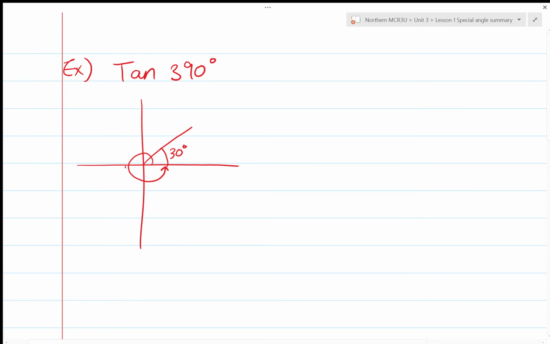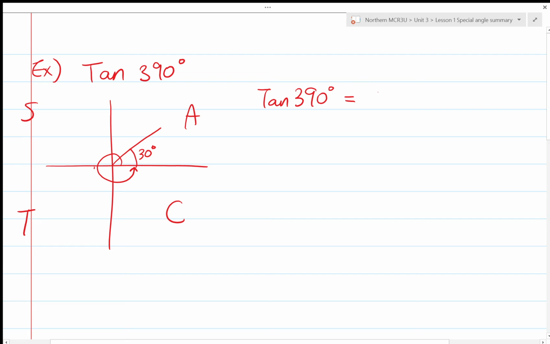So in this case, according to our test rule, the first step is done. Now we know that tangent 390 is equal to, now all means all is positive, so it will be just a positive tangent, and then the reference angle is 30, so it will be tangent 30. Using your special angles, tangent 30 is 1 over square root of 3. Or you can say this is square root of 3 over 3. It's completely up to you. Okay, so hopefully this helps you.